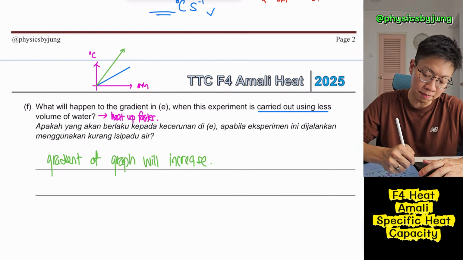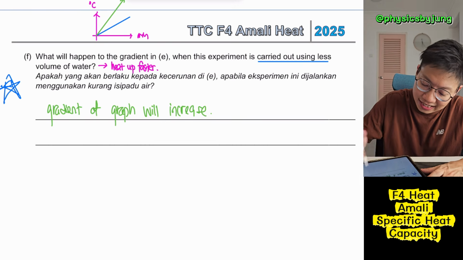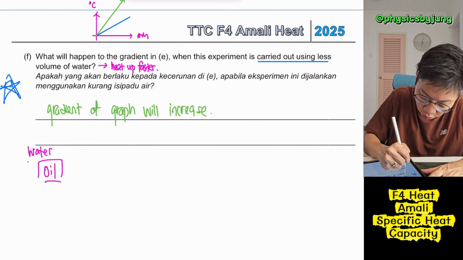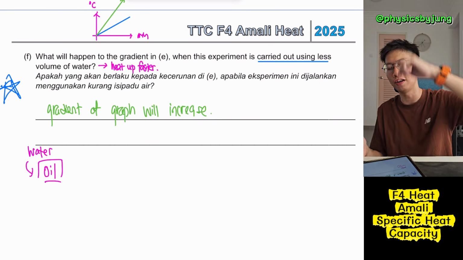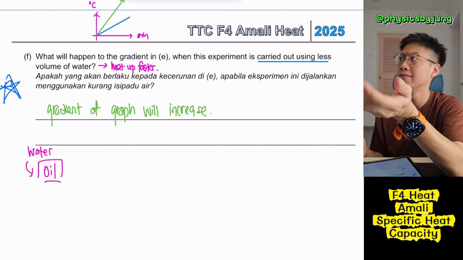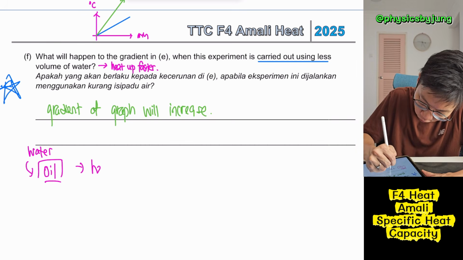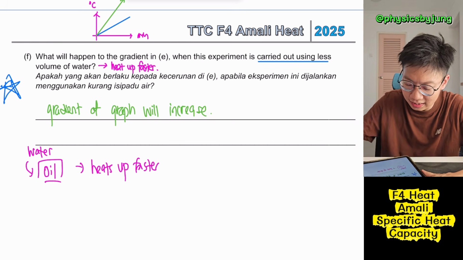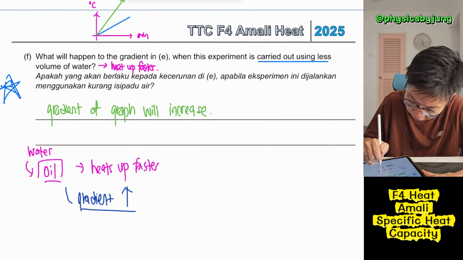I'm more concerned about the later questions. Sometimes they might even ask you, if I change this to oil, meaning currently I'm using water, if I change this to oil, how will the graph change? So now you have to ask yourself again, does oil heat up faster or slower? Obviously, oil will heat up faster, right? So therefore it also heats up faster. So your answer is the same. Your gradient of your graph will increase.